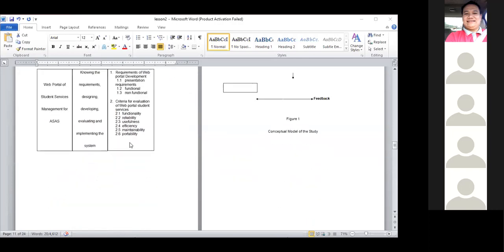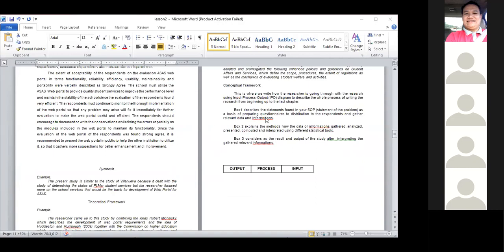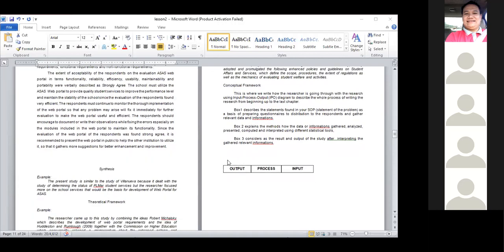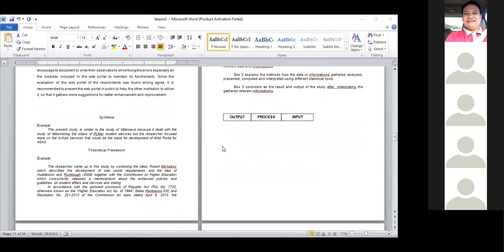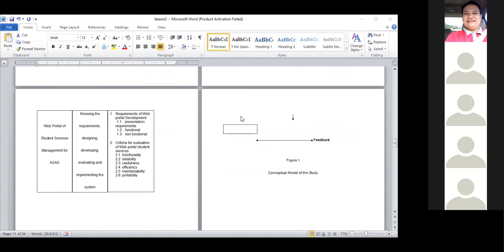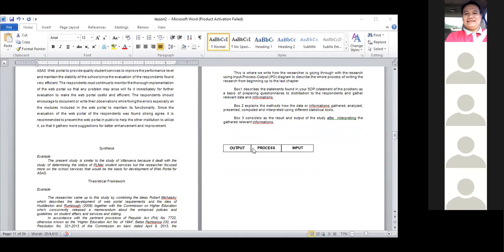Okay? And then next, we have the conceptual framework. Yan. So what is the difference between the conceptual framework and the theoretical? Yung conceptual kasi, you will think of it from scratch, no? Ang hirap talaga mag-start. So it is very hard for you to do that. But there are 3 boxes that you can prepare to be guided on how to prepare your conceptual framework. Number 1 is the input and then the process. Baliktad pa to. Input, process, and output.